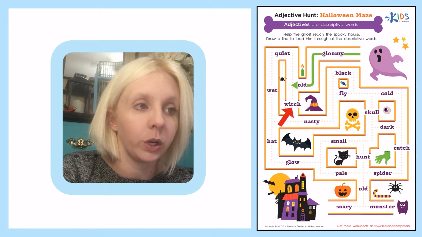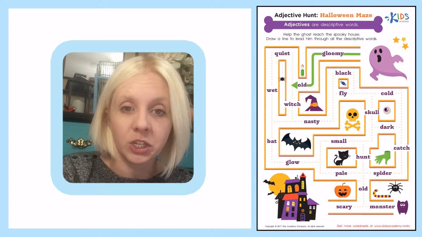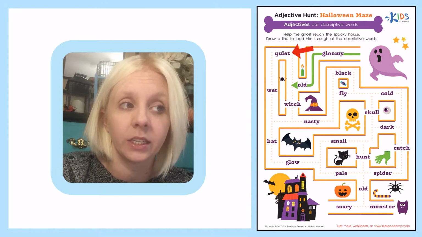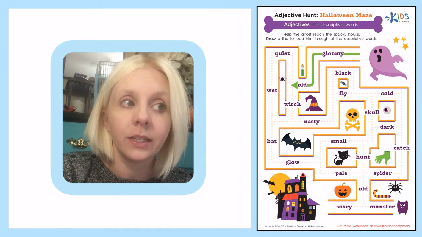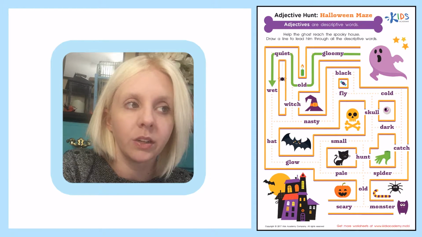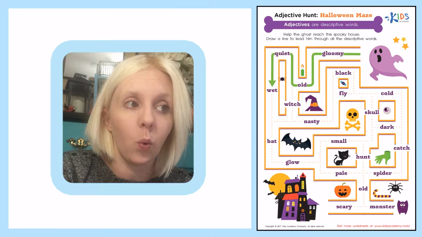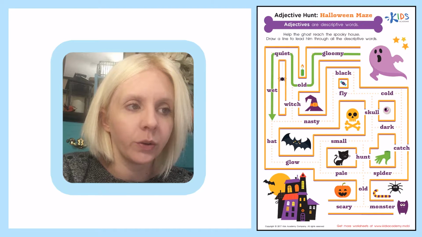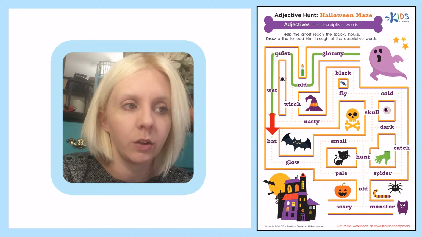Now, which way do we go here? Do we go to witch, like a witch, evil witch, or do we go to quiet? Think about which would describe something. Maybe the quiet cemetery. That describes something. So we're going to go on to this one, quiet. And then the next one is wet, maybe a wet field or a wet sock. Okay, and then we're going to go down here. Now we can go one of two ways. We can either go this way or we can go this way.